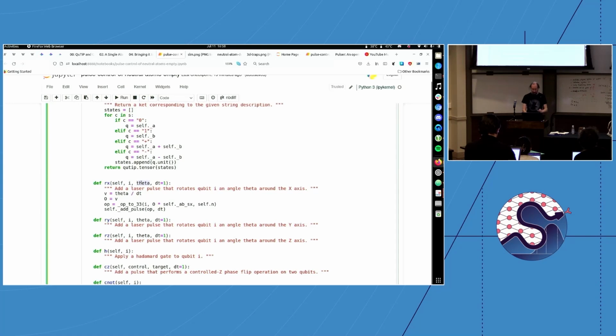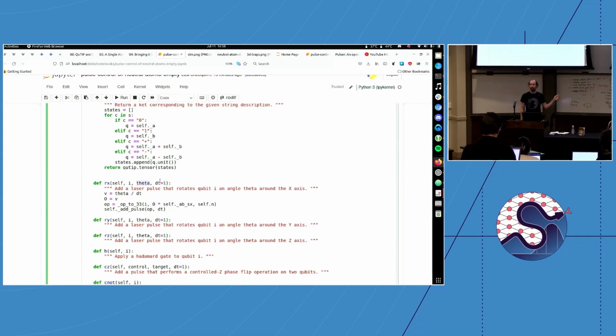Theta is how far we want to go. How far you end up turning is essentially the area under the curve if you plot time against the amplitude alpha, the coupling strength. We're just going to use a square pulse, but in real hardware you would use some sort of shaped pulse.